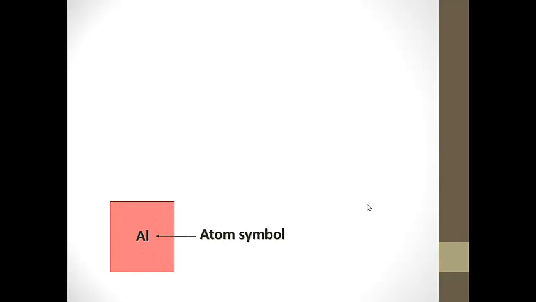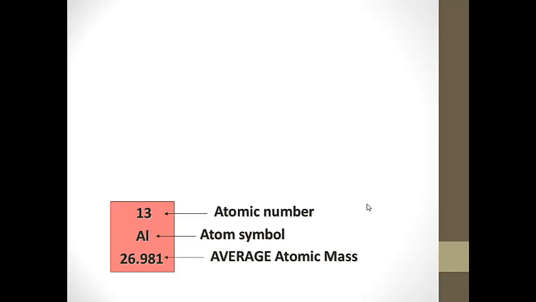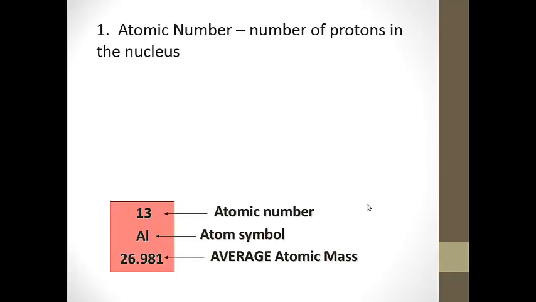We need to be able to identify off of a periodic table, which you should have in class, what some of the features are. So we're going to be looking at the atomic number, the symbol, and then of course we need to know the mass as well. So the atomic number tells us how many protons are in the nucleus. So you need to make sure that on your periodic table you know which number is the atomic number and which one is the mass number.